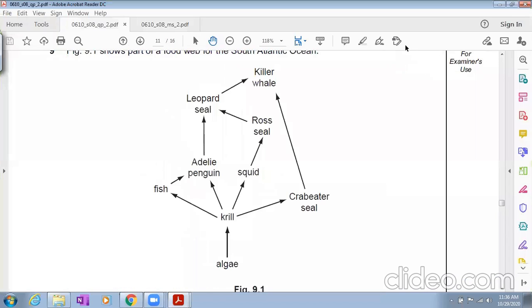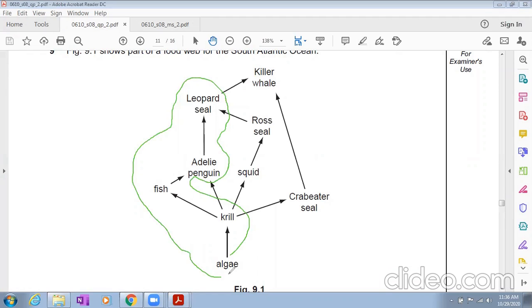For this you can also consider another food chain, like this one, if you want to consider it. So algae, coral, fish, penguin, and seal. Up to here, this also becomes 5 organisms in total. So you can also count it, it's up to you.